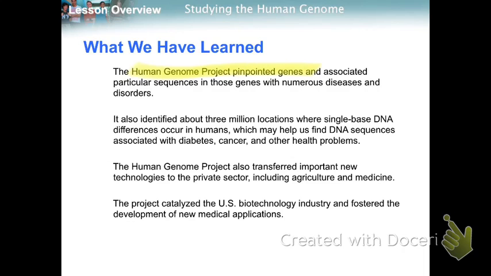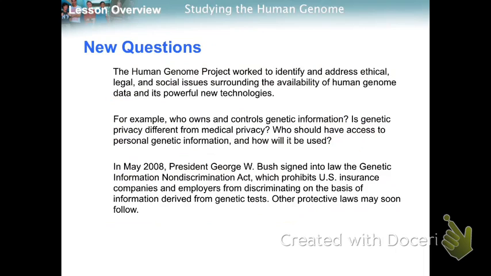The Human Genome Project also pinpointed genes and associated sequences with diseases and disorders. It identified 3 million locations where single-base DNA differences, SNPs, occur in humans, which may help us find DNA sequences associated with diabetes, cancer, and other health problems. The Human Genome Project transferred technologies to agriculture and medicine, and it started the U.S. biotechnology industry and fostered the development of new medical applications. So lots of different things have come out of the Human Genome Project in the last 13 or so years.